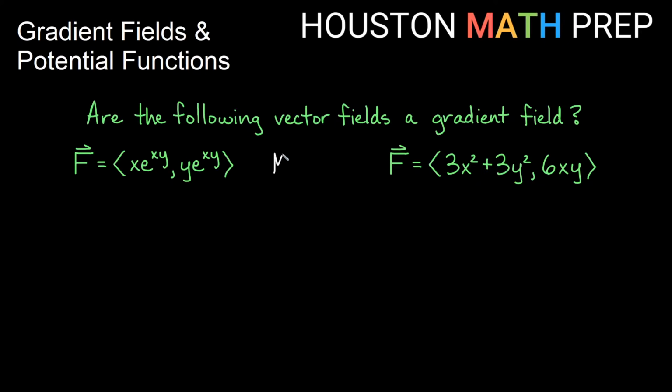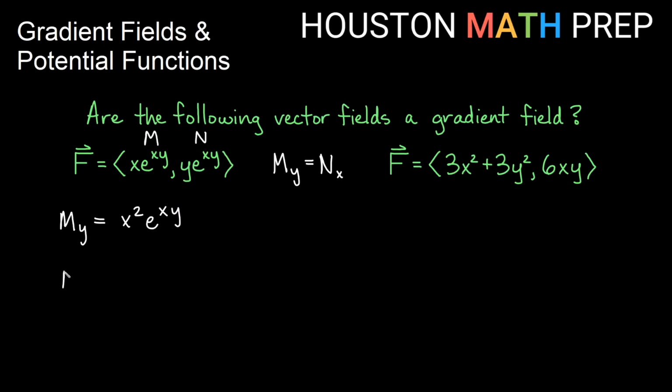So remember, we'll be checking, is the partial derivative of m with respect to y the same as the partial derivative of n with respect to x? So for this one here, my m is x e to the xy, and my n is y e to the xy. So the question is, what is the partial derivative of m with respect to y? If I take the partial derivative of x e to the xy with respect to y, remember that x is a constant, so I get a constant multiple here that would come out from the chain rule, and I would get that this partial derivative is x squared e to the xy.